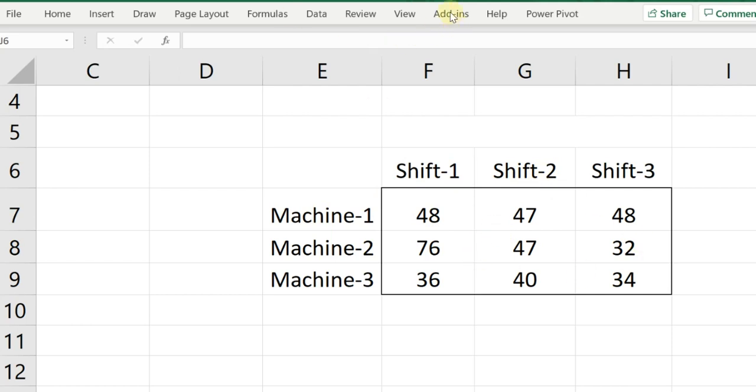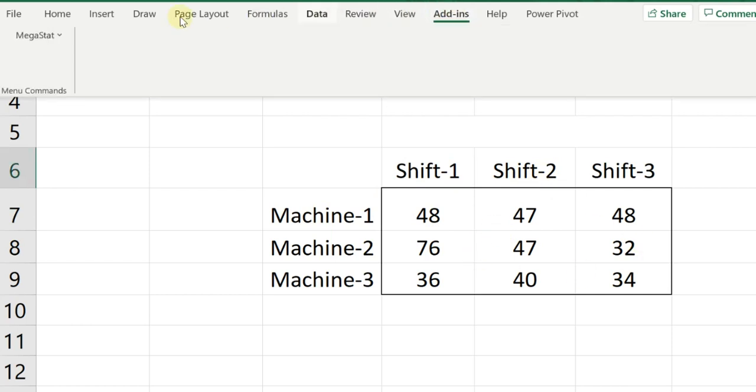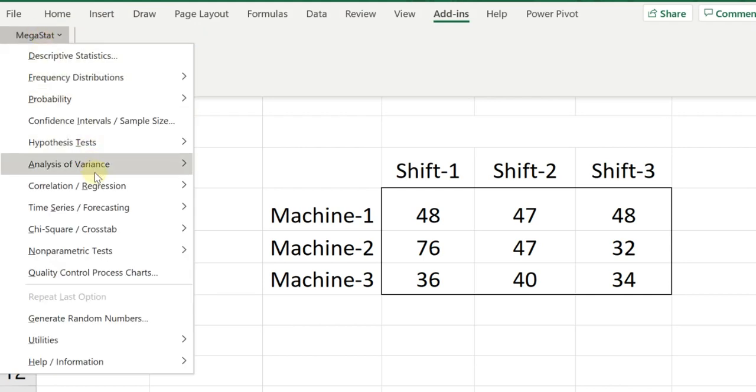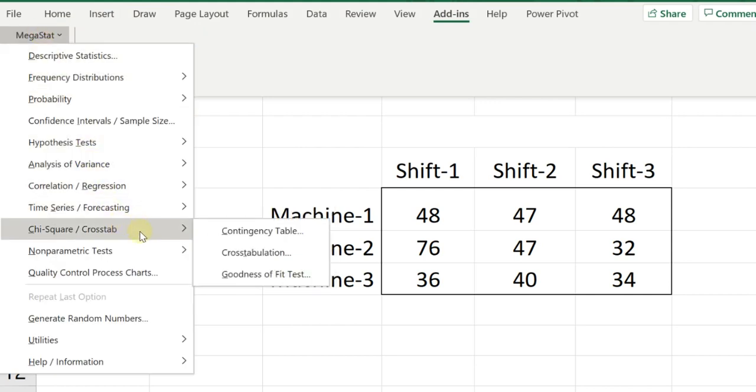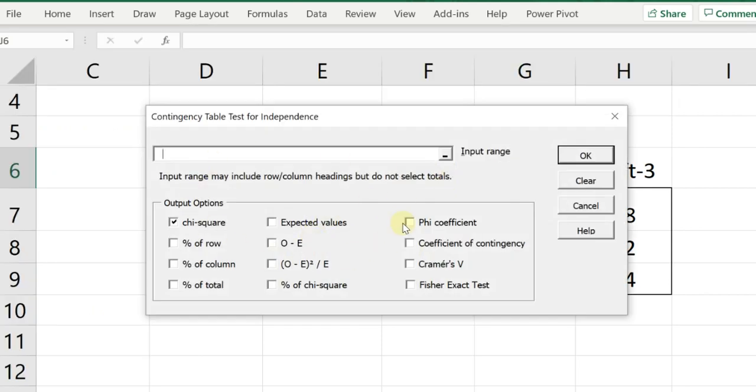So again, you go to add-ins, and then we go to Megastat, we go to chi-square cross-tabulation, and click on contingency table. And this is the pop-up. Now the input range. If you read below it, it reads input range may include row and column headings, but do not select totals. Remember those marginal totals that I showed you? They were not even in the example that I made up.